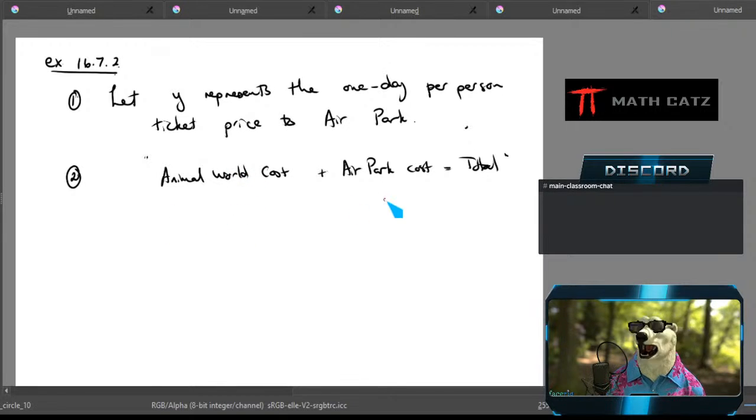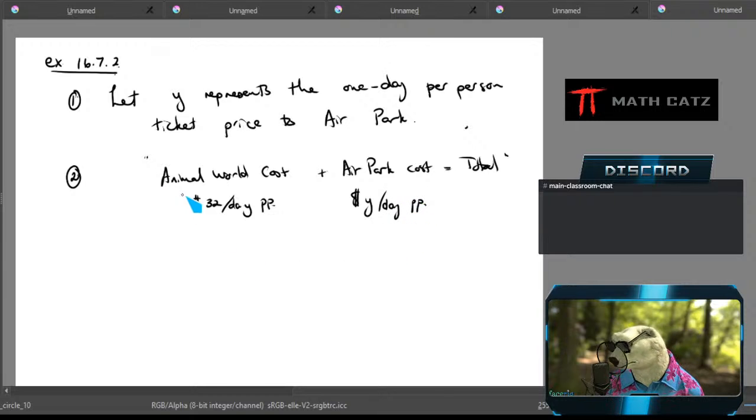So you can look in the book. I'm not going to drag it back and forth all the time. The price for an Animal World ticket is $32 a day, 32 per day per person. Okay. I'm writing notes here for myself to get it out of the word problem, out of the sentences, and help myself. We decided that the Air Park ticket is going to cost y dollars per day per person. Okay, that's just a reminder for me. I need it. I choose to write it.